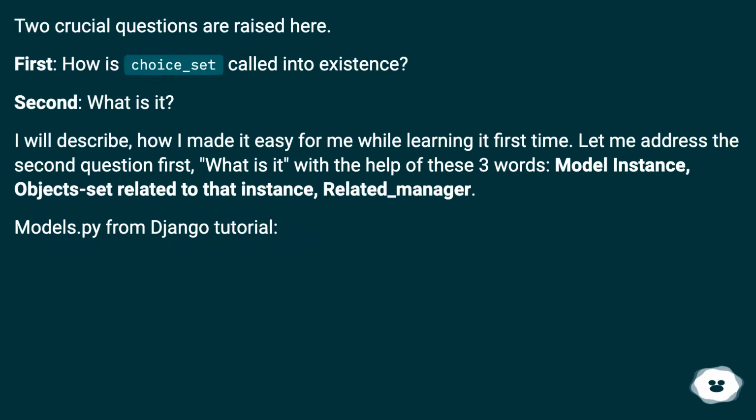Two crucial questions are raised here. First, how is choice_set called into existence? Second, what is it? I will describe how I made it easy for me while learning it the first time. Let me address the second question first. What is it, with the help of these three words: model instance, object set related to that instance, related manager.